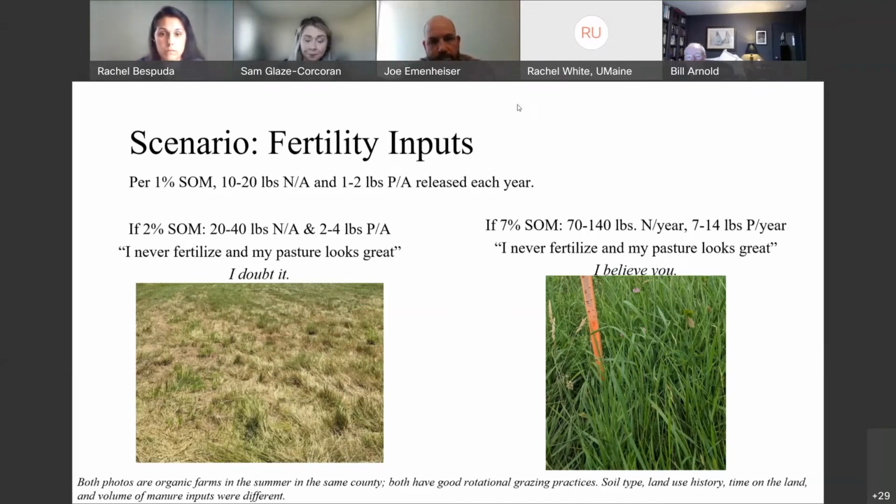Whereas on the right side, this field has close to 7% soil organic matter. So I know that they're going to get between 70 to 140 pounds of nitrogen per year from that soil organic matter. That is substantial. You really can support that pasture just on this nutrient release from your soil organic matter. It's also going to get about 7 to 14 pounds of phosphorus per year, which again is in that neighborhood where we'd like to see it. And so this person on the right, if they say, I never fertilize and my pasture looks great, I believe that, because I can understand that there is soil organic matter there providing that fertility to support the system.